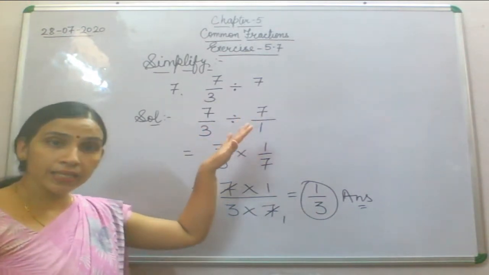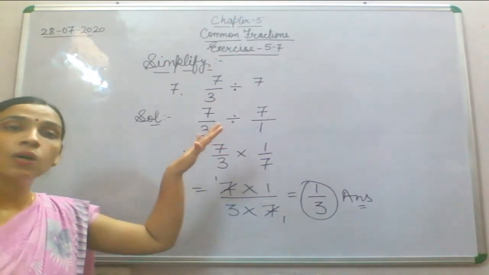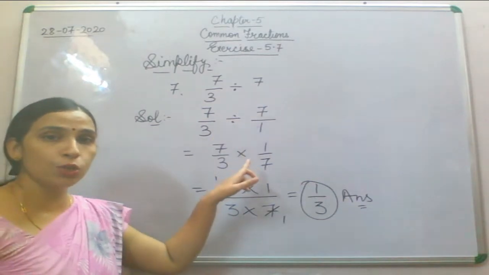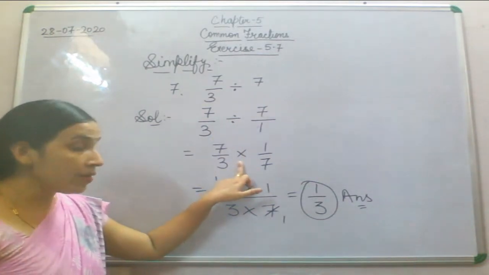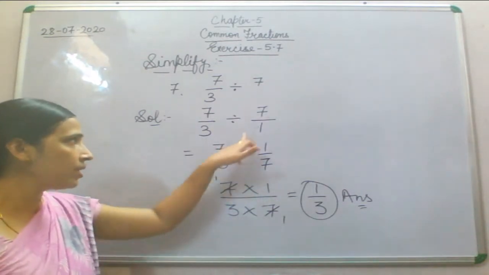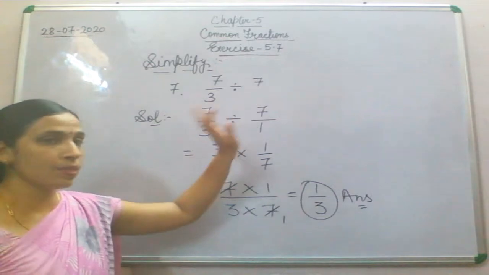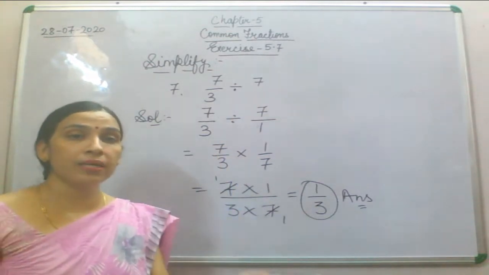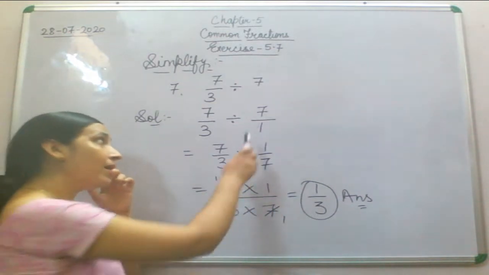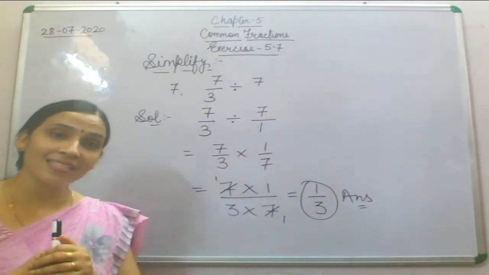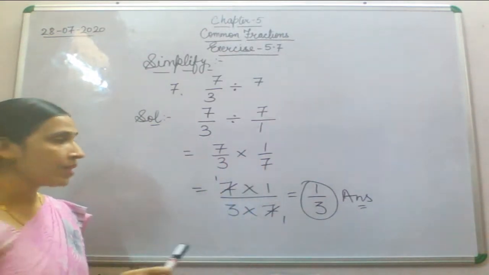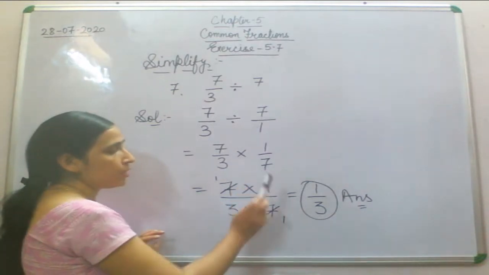Now we don't have anything in the denominator, so what will we write here? 1. Now what is the next step? This division symbol will be changed into multiplication. And when the division symbol is changed into multiplication, this fraction will become its reciprocal. It means the numerator will become the denominator and the denominator will become the numerator. It means 7 by 1 will become 1 by 7. Yes. Now the numerator will multiply by the numerator and the denominator will multiply by the denominator.